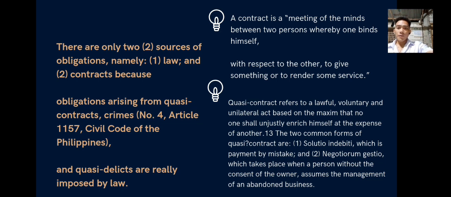A quasi-contract refers to a lawful, voluntary, and unilateral act based on the maxim that no one shall unjustly enrich himself at the expense of another. The two common forms of quasi-contracts are, first, the solutio indebiti, which is payment by mistake, and second, the negotiorum gestio, which takes place when a person, without the consent of the owner, assumes the management of an abandoned business.